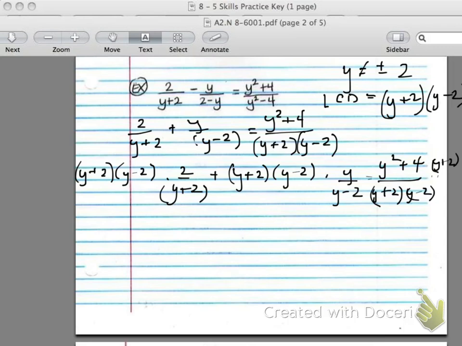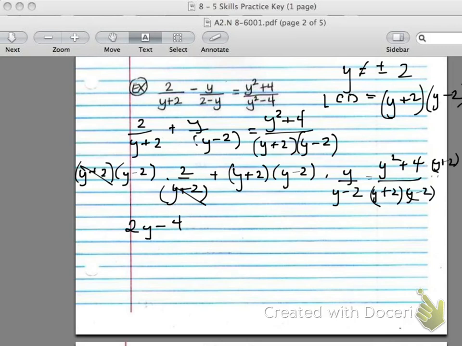Now, what I'm going to do is I'm going to go through and cancel what I can cancel. That's the purpose of the LCD. So now if you look here, I have a y plus 2 that cancels with that y plus 2. So that leaves me with 2 times y minus 2, which is, without showing you every single step, 2 times y is 2y. 2 times negative 2 is minus 4.